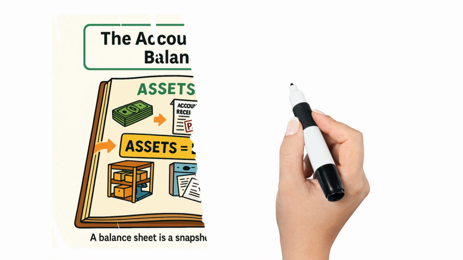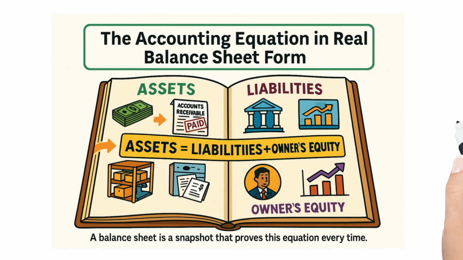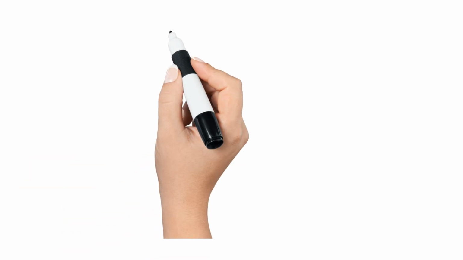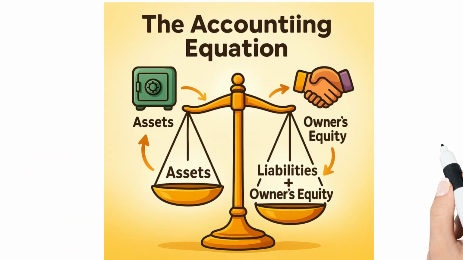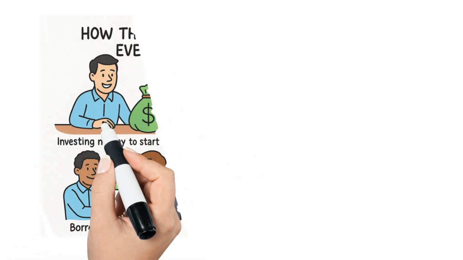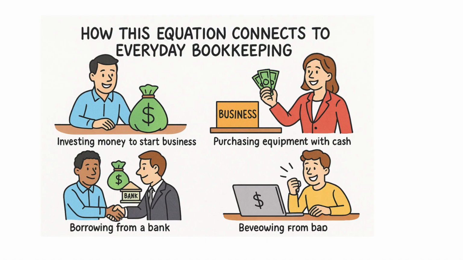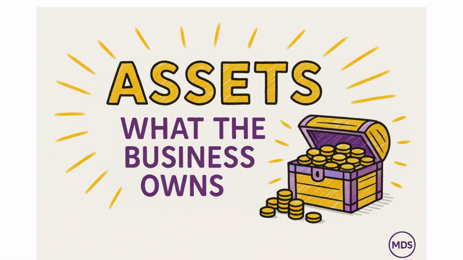If one side of the equation changes, the other side must change by the exact same amount. This fundamental balance is what makes the entire system of double-entry bookkeeping work. Let's break it down piece by piece.